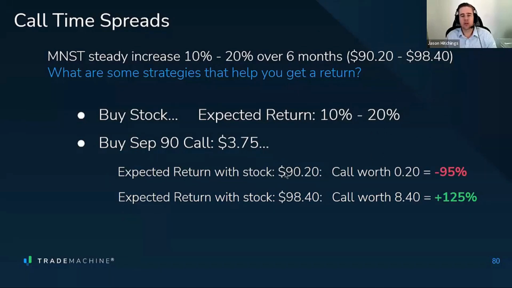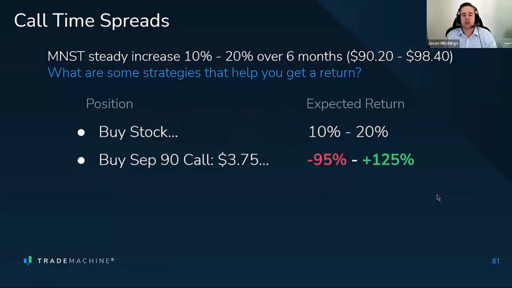So the expected return, if the stock's at $90.20 at expiration, how much is your 90 call worth? Well, you can buy stock for 20 cents less than it's trading now, so it has 20 cents of intrinsic value at that point. You spend $3.75, so it only has about 5% of the value left. So you've lost about 95% of the value in that scenario. But if it does go up substantially, if it goes up 20%, then all of a sudden this thing is worth $8.40. And if you take something that started at 3.75 and you go up to 8.40, that's more than 100% return, a 125% return.